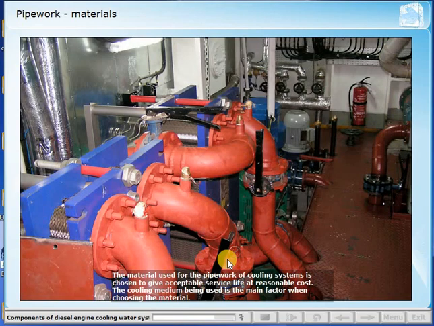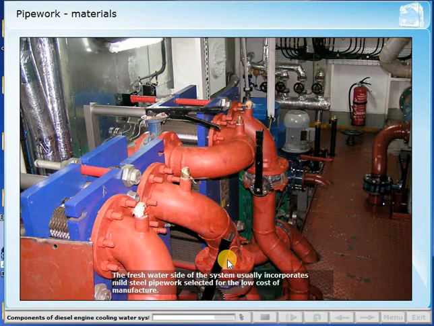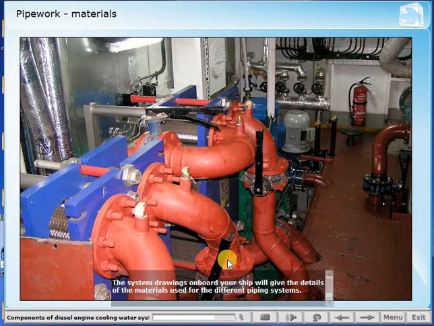The material used for the pipework of cooling systems is chosen to give acceptable service life at reasonable cost. The cooling medium being used is the main factor when choosing the material. The fresh water side of the system usually incorporates mild steel pipework, selected for the low cost of manufacture. The pipework for the seawater side of the system is often made from a corrosion-resistant alloy, such as copper, nickel, or nickel-aluminium bronze-based materials. The system drawings on board your ship will give the details of the materials used for the different piping systems.